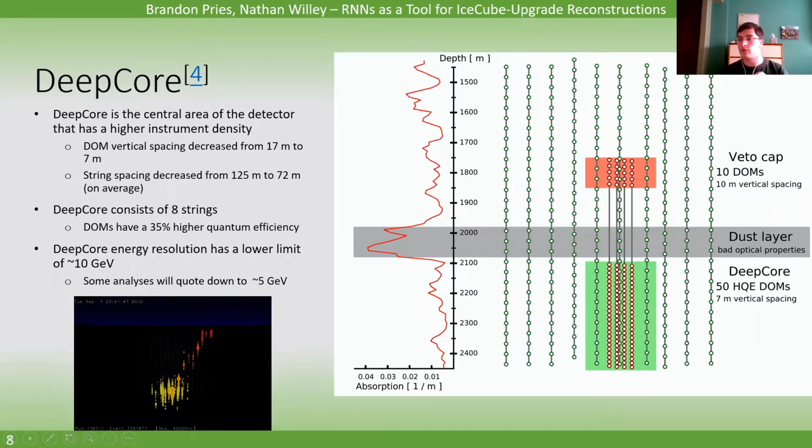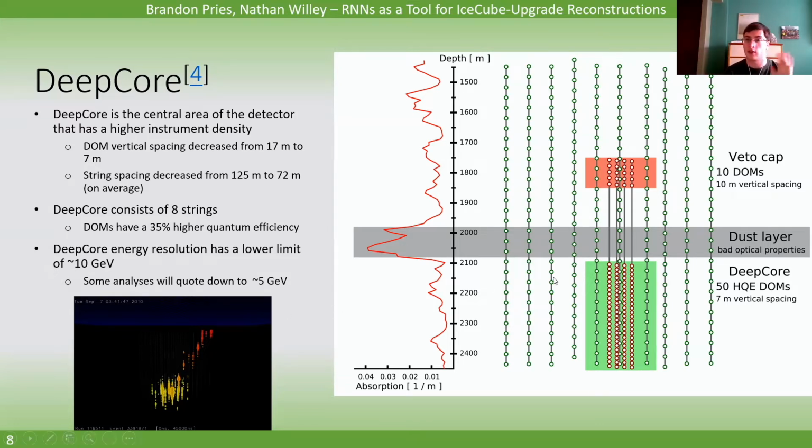There's a second specific portion of the detector called DeepCore. It's the central area that has a higher instrument density. So the DOM vertical spacing is decreased from 17 meters to 7 meters, and the string spacing is decreased from 125 meters to 72 meters on average. It consists of 8 strings, where most of the DOMs have a higher quantum efficiency by about 35%. The energy resolution of DeepCore has a lower limit of about 10 GeV. Some analyses will quote down to about 5 GeV, depending on how good is good enough for your reconstruction.